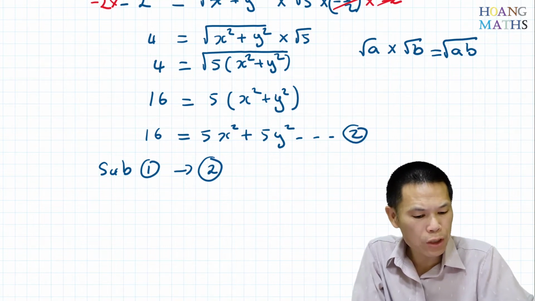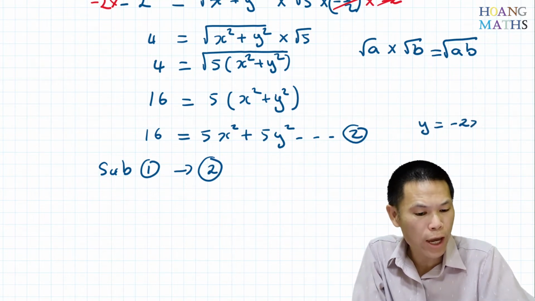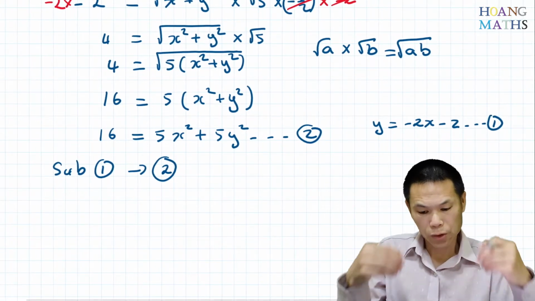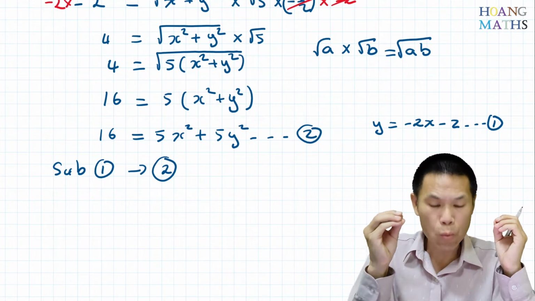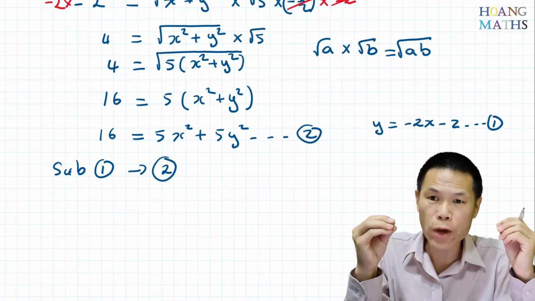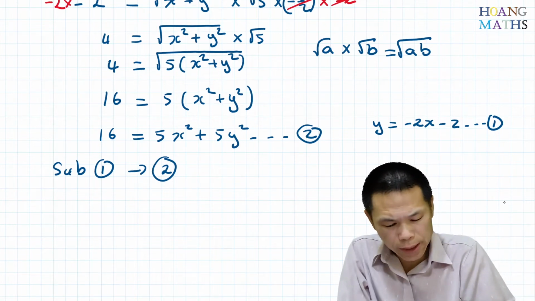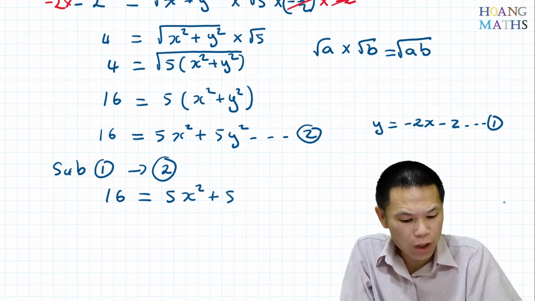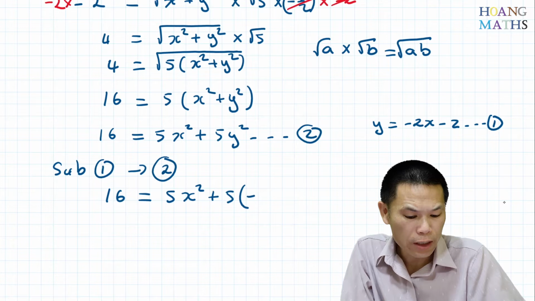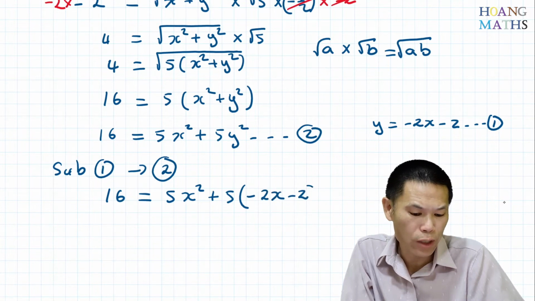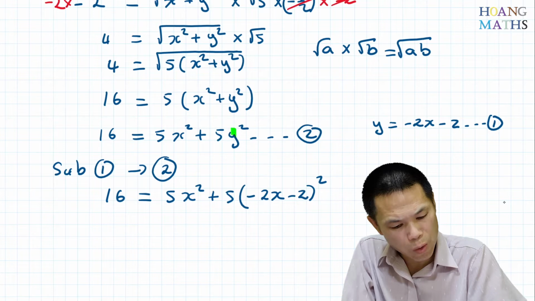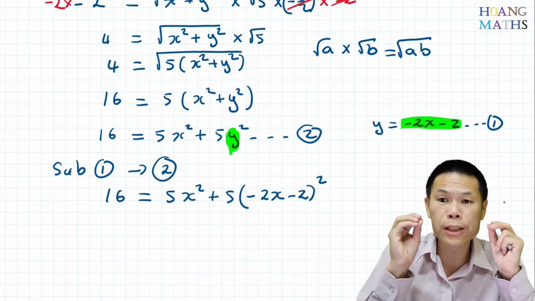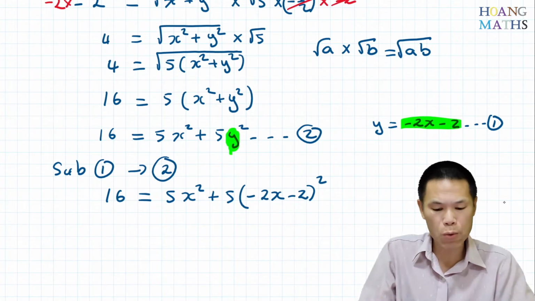So in other words, let me just write this down. y is equal to negative 2x minus 2. Okay, that is equation number 1. So now I just substitute y, replace with negative 2x minus 2. So 16 will give me 5x squared plus 5 lots of y squared. So y squared, so y is negative 2x minus 2, and then we square because this is y. And then this y is this. Okay, so keep that in mind. So now what I do, I just expand the bracket first. Okay, that's the number 1 step.